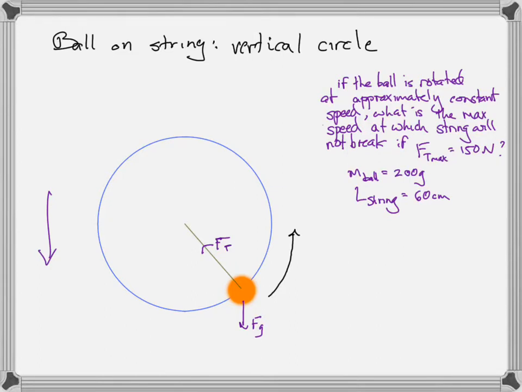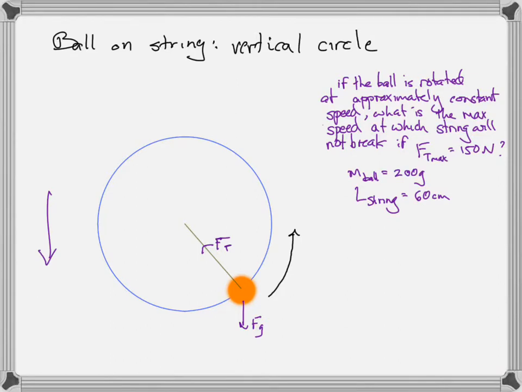If the ball is rotated at approximately constant speed, it's actually impossible to rotate a ball in a perfect circle at constant speed in a vertical circle, but anyway, approximately constant speed, what is the maximum speed at which the string will not break if the string can only withstand a tension of up to 150 newtons? That says Ft max, right? A maximum tension of 150 newtons above which the string will break.